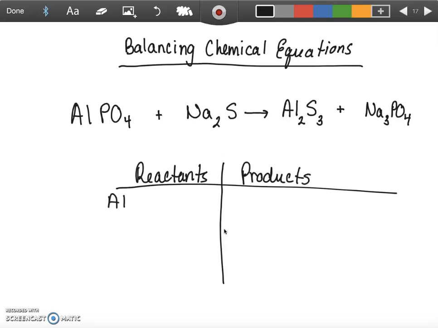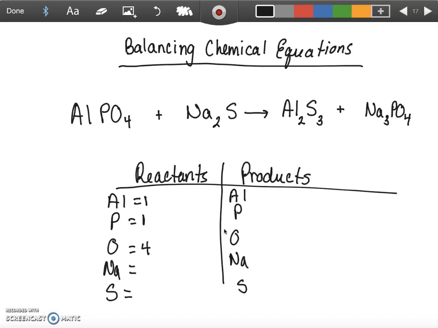We have an aluminum, a phosphate, an oxygen, a sodium, and a sulfide, all on the reactant side, which means I can just copy that list over here as well. Alright, let's count what we have on both sides. I've got 1 aluminum so far, 1 phosphorus, 4 oxygens, 2 sodiums, 1 sulfur.